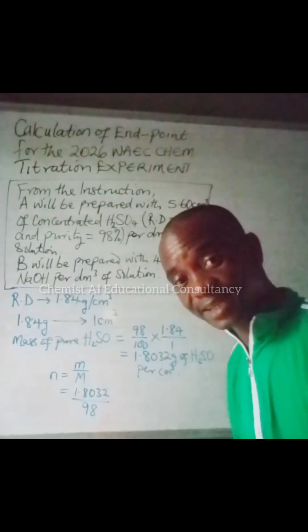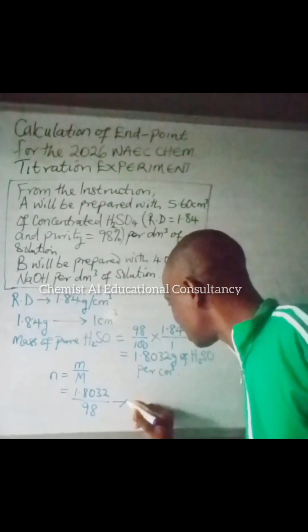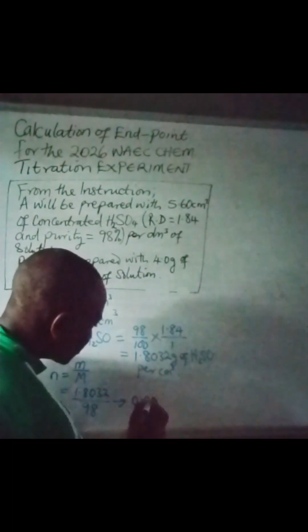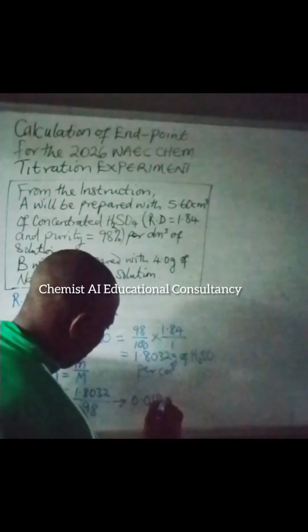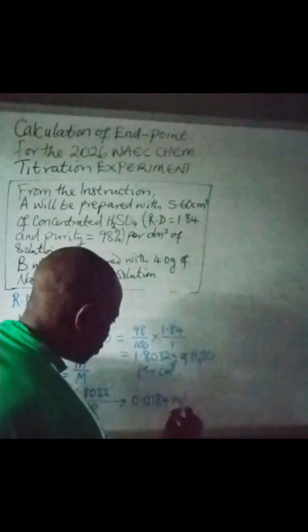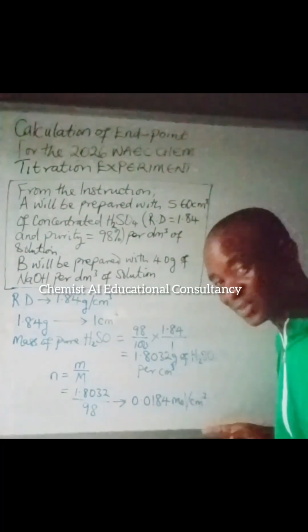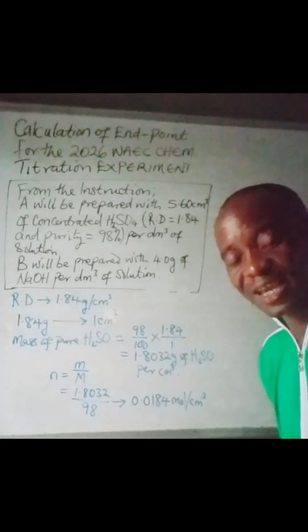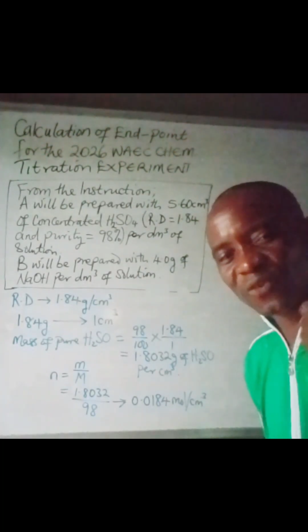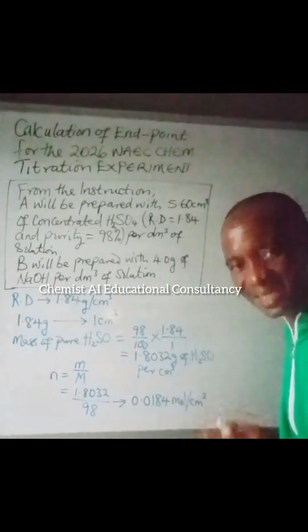Now, if you divide these numbers, you are going to get 0.0184 mole per cm³. So, this is a kind of concentration, but not actually the concentration, because the unit of concentration is mole per dm³.